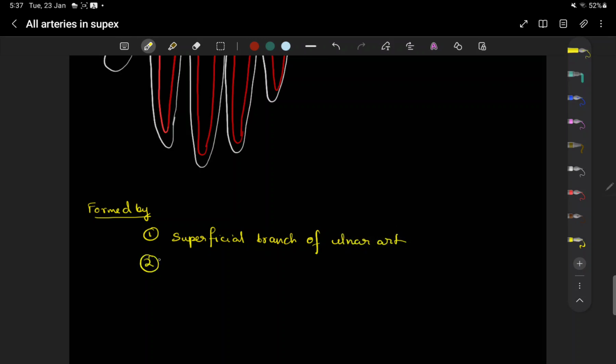And the second one can be any one of the branches of the radial artery. It's not necessary that only the superficial branch of the radial artery has to combine. It can be any of 3 branches that I am going to say now.